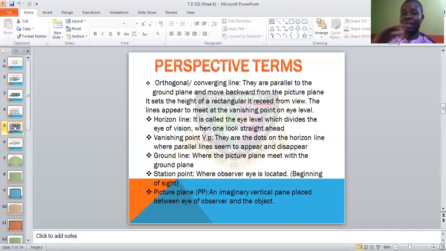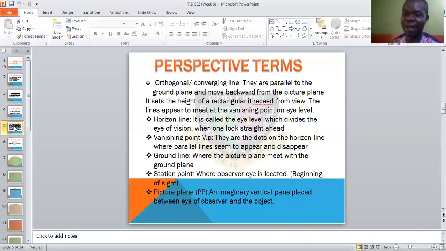That is below this line we're talking about, the horizon. Then the station point is where the observer's eye is located, the beginning of sight. That is, this is where we want to view. When you say station, this is my station. This is where you are, where the eye of the observer stays, when you want to view an object.